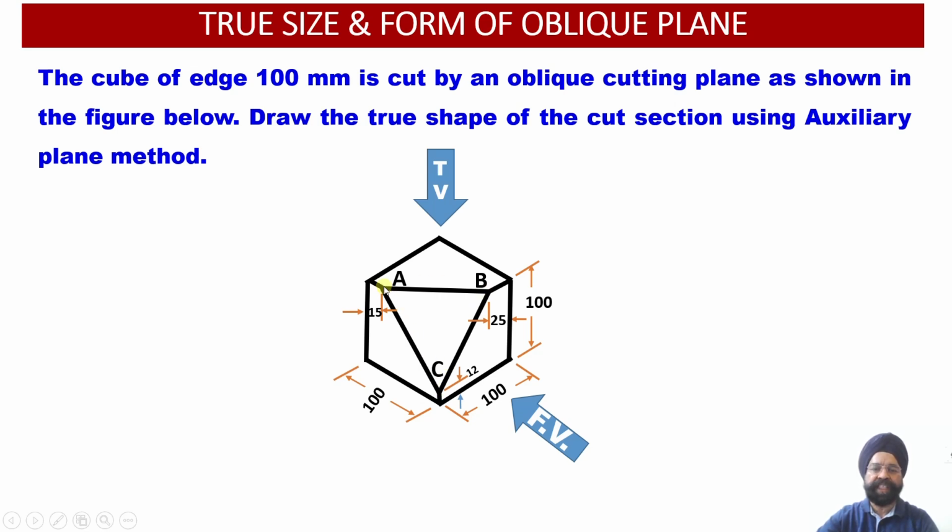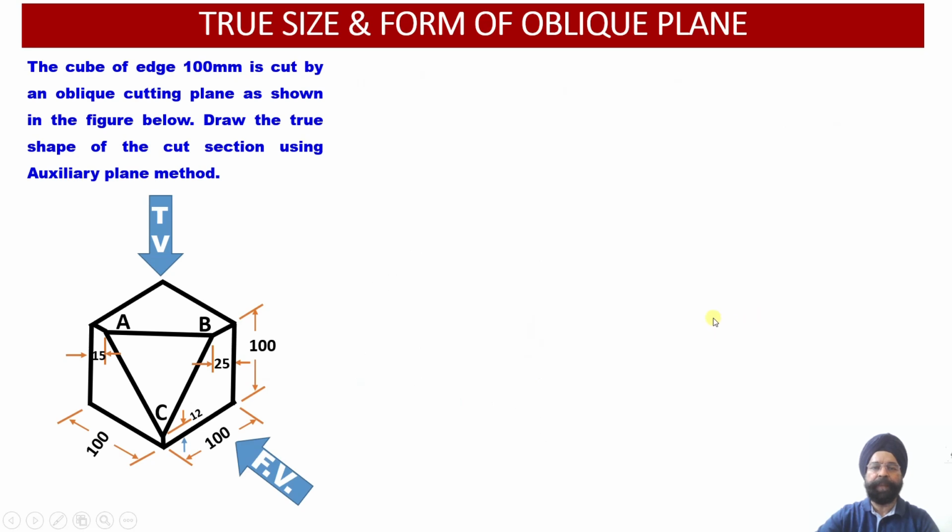And the name of this cut section we have listed as A, B and C. So it starts from A over here, then B and then C. So this becomes basically an oblique triangular lamina. So we'll see how this triangular lamina appears to us in the front view as well as in the top view, and then we'll see how we are able to successfully obtain the true shape and true size of this cut section using the auxiliary plane method.